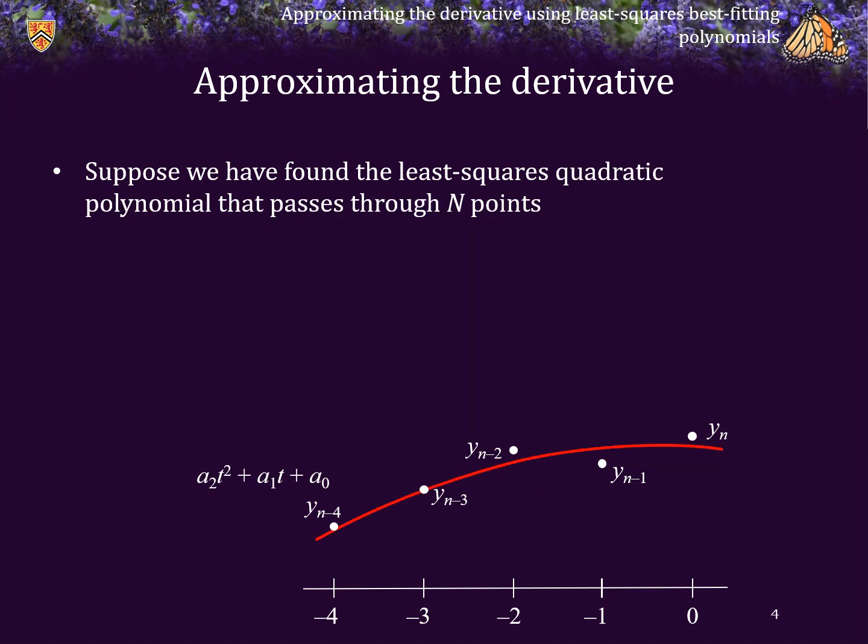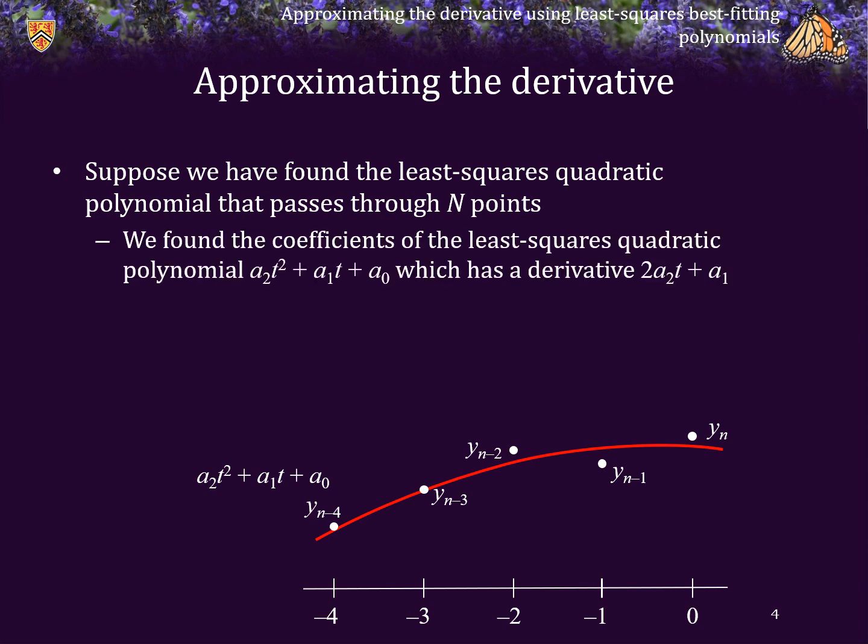All right, next, suppose that we found the least squares best fitting quadratic polynomial that passes through n points. Well, we've already found the coefficients for such a polynomial when n is equal to 5. And regardless of the other possibilities, we can always easily find those coefficients a0, a1, and a2. That polynomial has a derivative 2 times a2 times t plus a1.